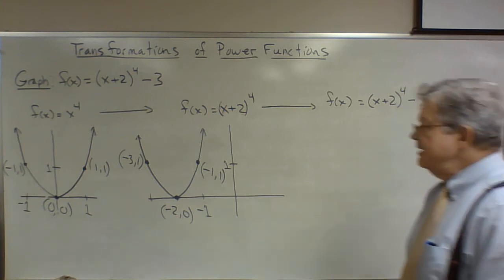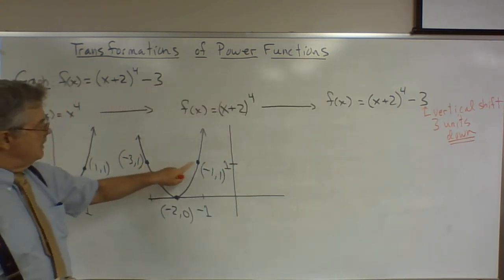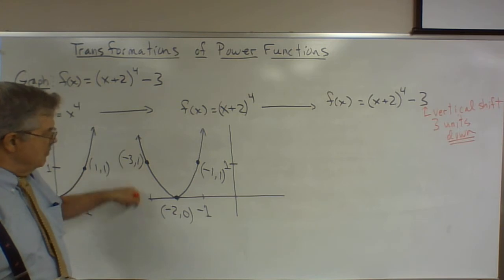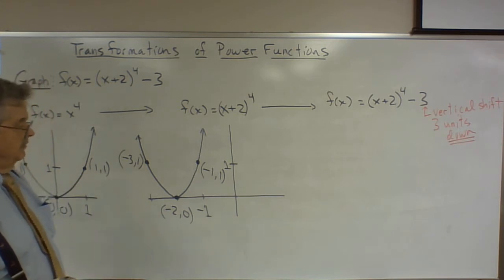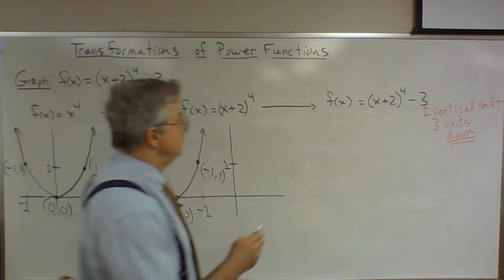So what does that mean? It means we're going to take every point on this graph and move it down 3 units. Son of a gun. How are we going to do that?